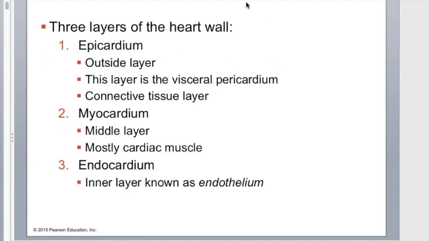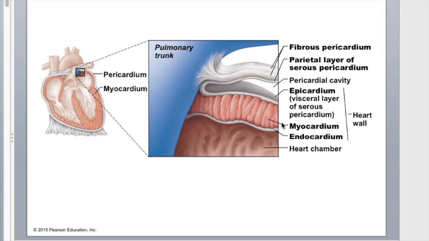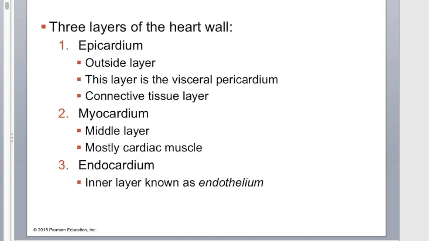Moving on, there are 3 layers of the heart wall. You've got your epicardium, your myocardium, and your endocardium. The epicardium, epic, it's on the outside, it's big, it's your outside layer. This layer is the same thing as your visceral pericardium. So your epicardium, the outside layer of your heart, is actually a part of the pericardium. It's your visceral layer of the serous pericardium. They are one and the same.